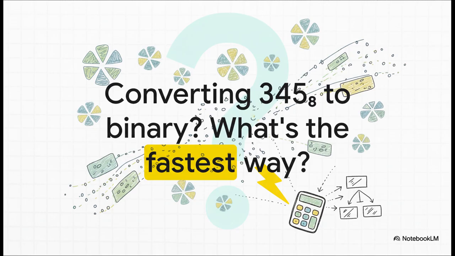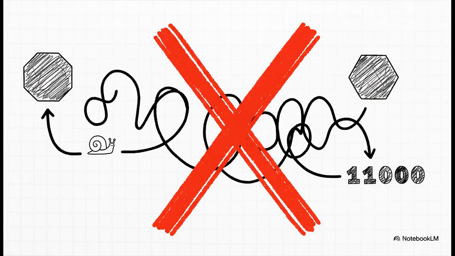So, picture this. You're looking at the octal number 345, and you need to get it into binary. Now, you could go through a bunch of steps, maybe pull out a calculator, but what if there was a way to just look at it and see the answer almost instantly? The traditional way is to take your octal number, convert it to our normal base 10 decimal system, and then convert that number to binary. Sure, it works, but it is slow, and there are so many places to make a tiny mistake. We are going to skip all of that.